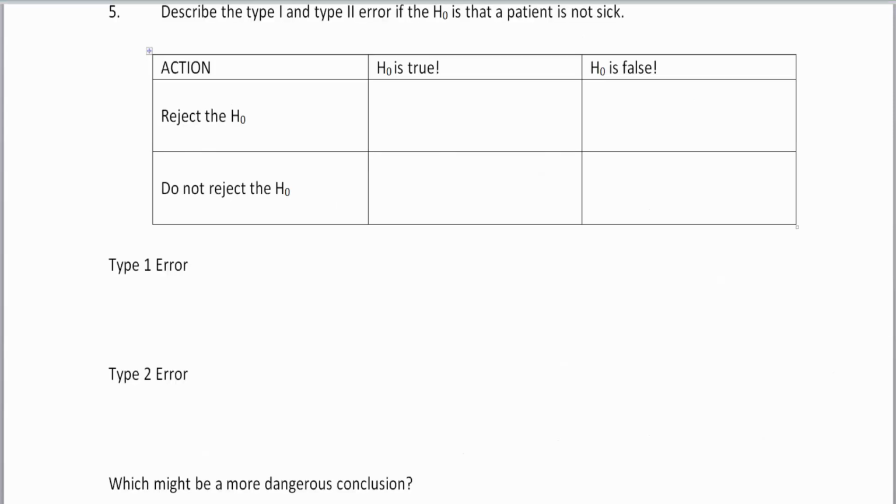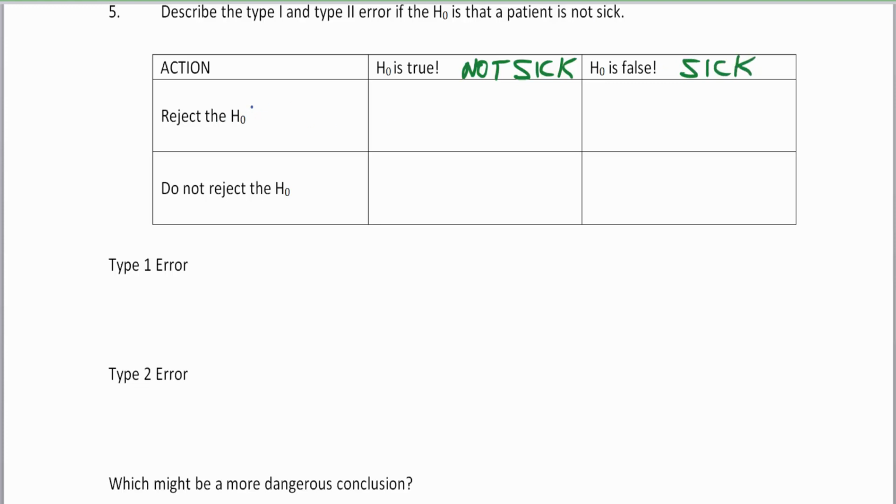For the second of 3 examples here, we're going to take a look at treating somebody who might be sick. So, the null hypothesis is that the patient is not sick. This is when making the table is so useful to us, because you can put in the table a negative statement, and you can keep track of where it is. So this is not sick. And then, of course, if that's false, then the patient is definitely sick.